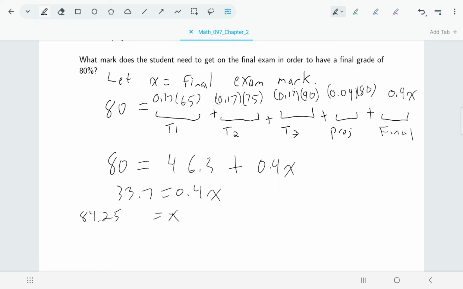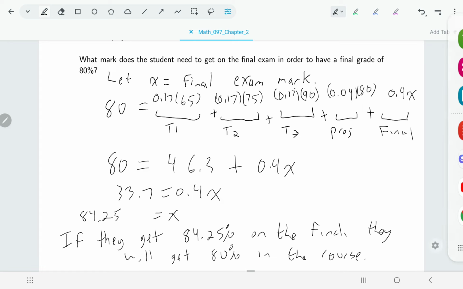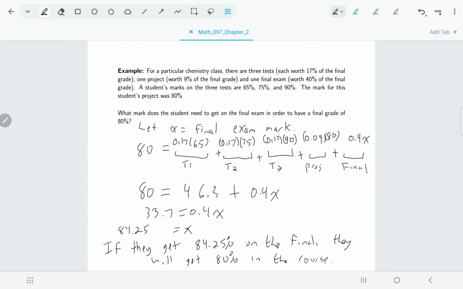Anyhow, let's answer the question, what mark do we need to get on the final to get 80% in the course? We'll say if they get 84.25% on the final, they will get 80% in the course. And there we go. We've solved our problem. So for this particular student, as long as they get above 84.25% on their final exam, they will get above 80% in the course.